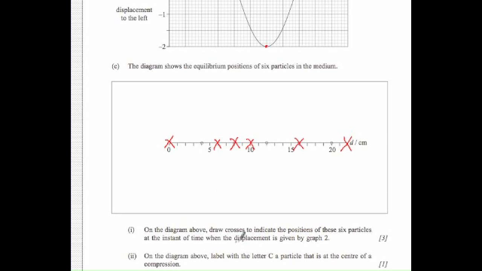And now we want to label a particle that's at the centre of a compression. Well, compression is where the particles are more tightly packed than they would normally be. They're closer together than normal, and we can see here we have 3 particles that are closer together than they would normally be. And the axis of symmetry is about this particle here at 8 centimeters. So the centre of the compression is at 8 centimeters.